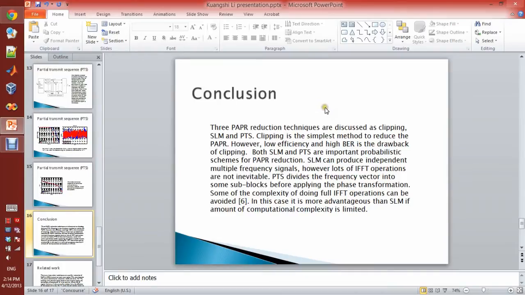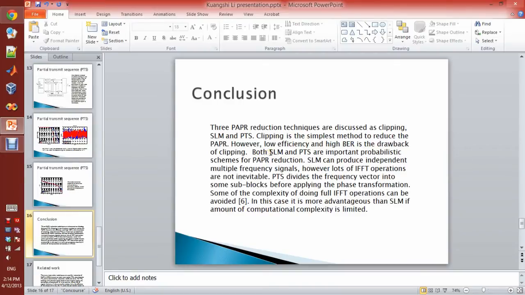Conclusion. Three PAPR reduction techniques are discussed in this project: clipping, SLM, and PTS. Clipping is the simplest method to reduce PAPR because it just uses a filter to filter the peak power signal. However, low efficiency and high bit error rate are the drawbacks of clipping.